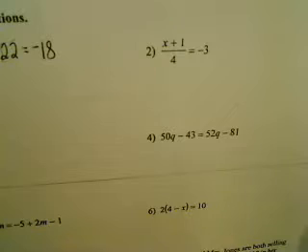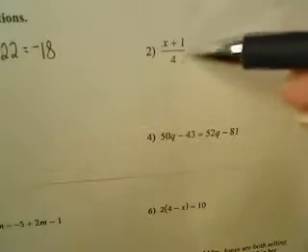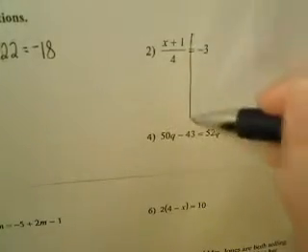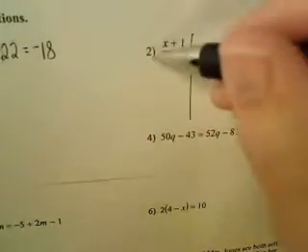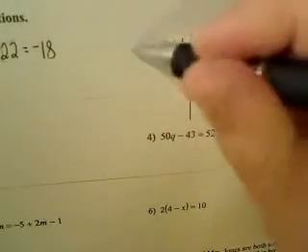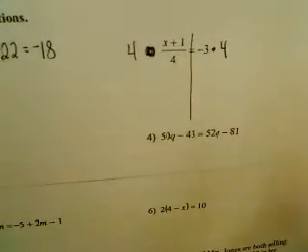Okay, let's move over and look at problem 2. Okay, I'm going to follow those same steps. The first thing here is I want to get rid of this 4 on the bottom here. So what I'm going to do, this is division. So this is one of those special cases where I'm going to multiply both sides by 4. That's going to be my first step.